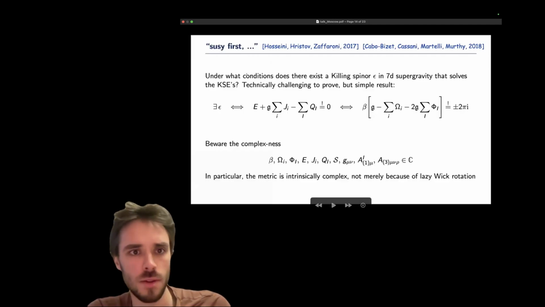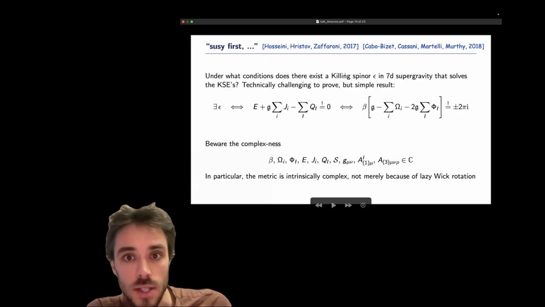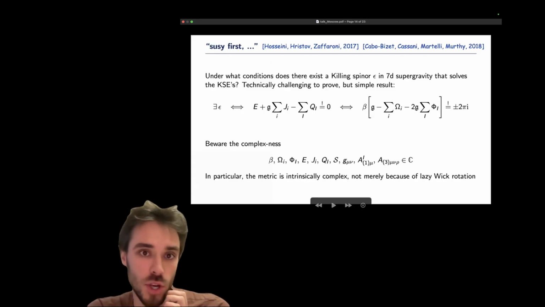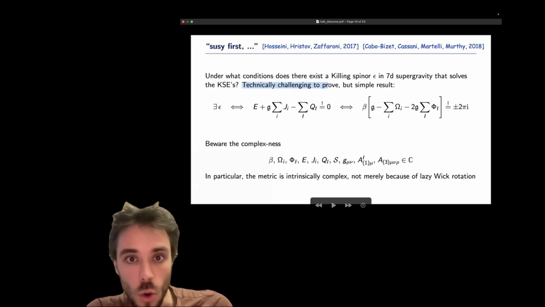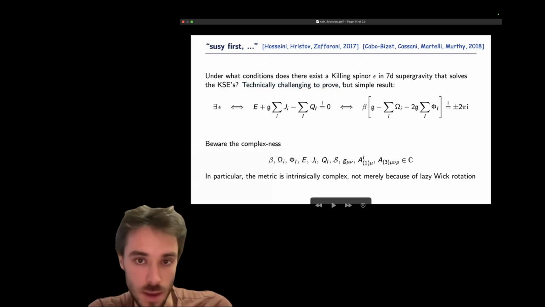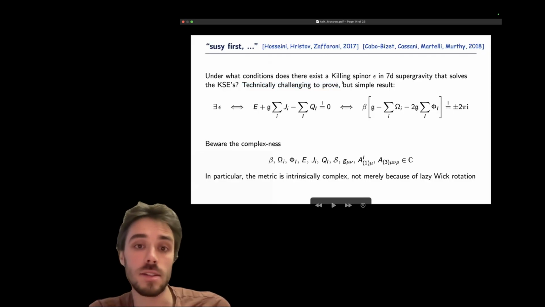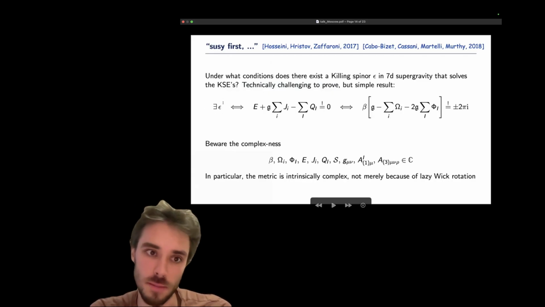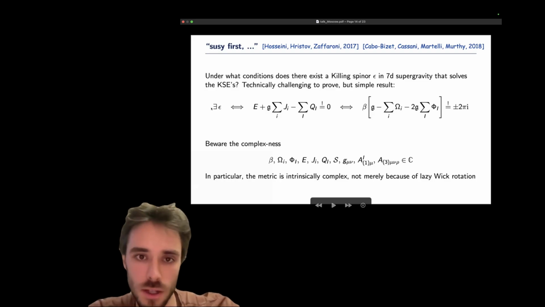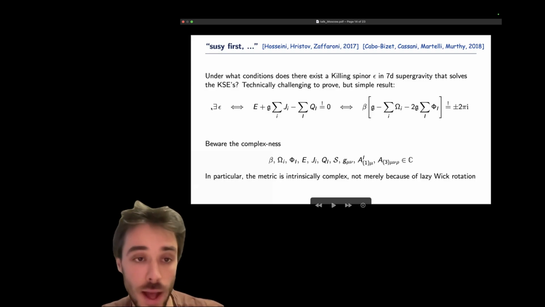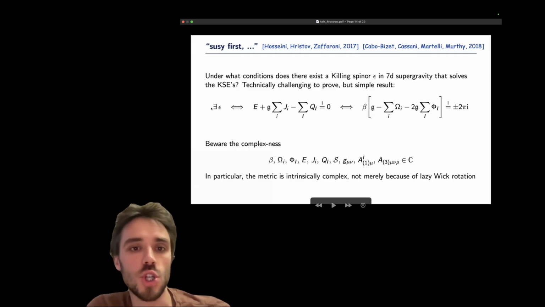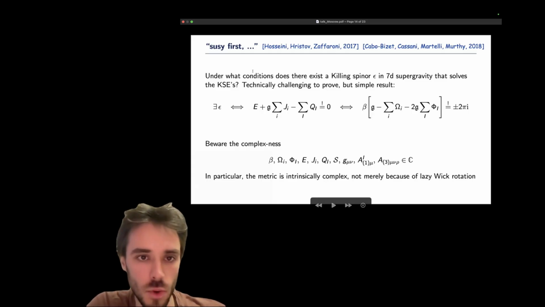Now there is a question. Under what conditions does there exist a Killing spinor in the supergravity that I wrote down, which solves the Killing spinor equations? This is annoying to prove, but can be done and leaves a very simple result. A Killing spinor exists, meaning that the background is supersymmetric. So the theory is always supersymmetric, but it's another question if the background is. And the background is supersymmetric, provided that the charges that we calculated sum up to zero with these particular coefficients.